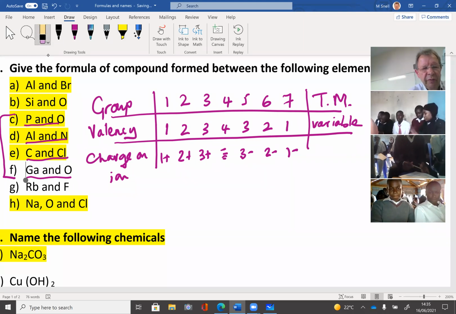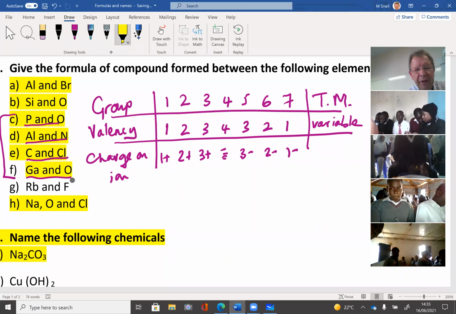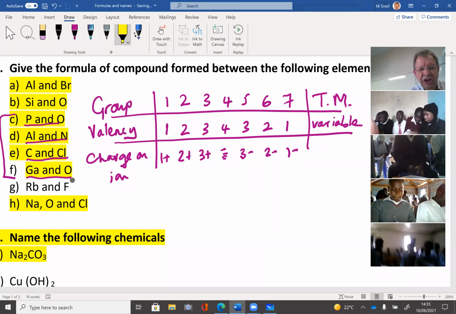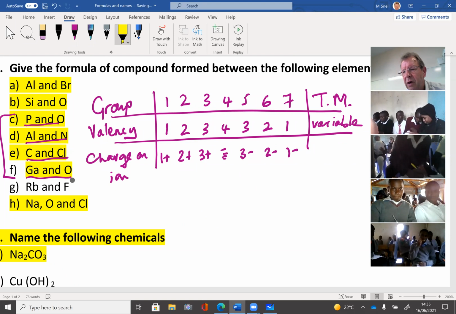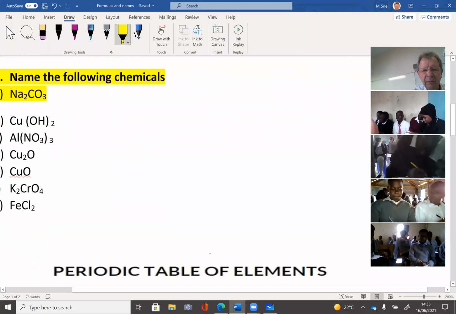All right, so these 4 here: P and O, Al and N, C and Cl, Ga and O, okay? I will show you the periodic table in case you don't have one. Has everybody got those elements down? I hope so. I will show them again in a minute, but here is the periodic table.